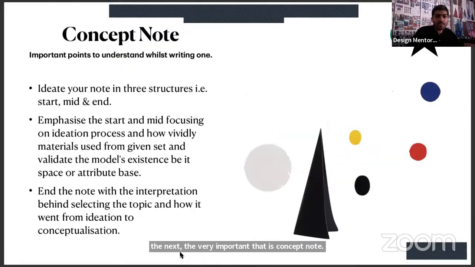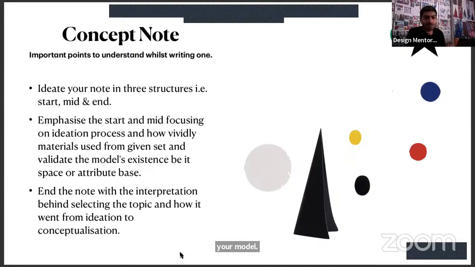Ideally, if you are writing a concept note, the most important thing to keep in mind is the structure of it. Keep a simple structure. Do not overcomplicate it. Write the start, mid, and end. Emphasize the start and mid, focusing on the ideation process. Because in case your model is not the same as what it's being made, by reading the concept note, if they get an idea of what your idea or the concept behind your model was, it will be helpful for you to fetch marks, right?